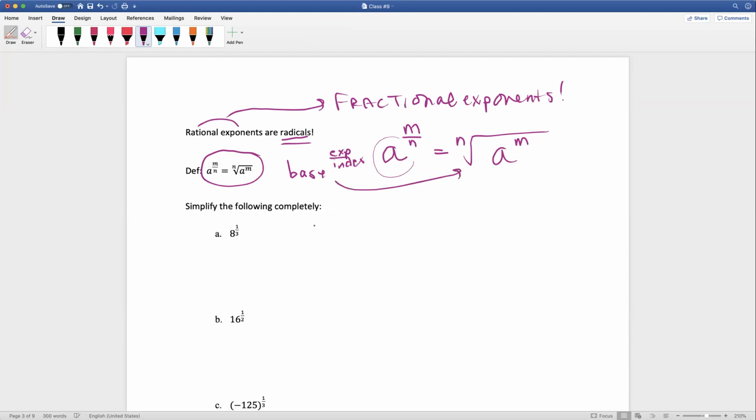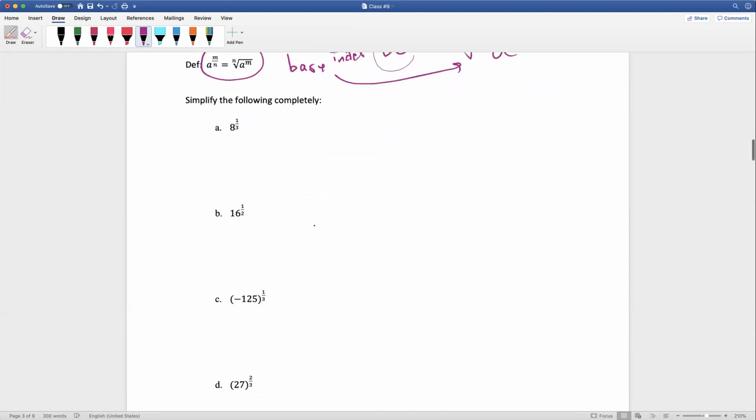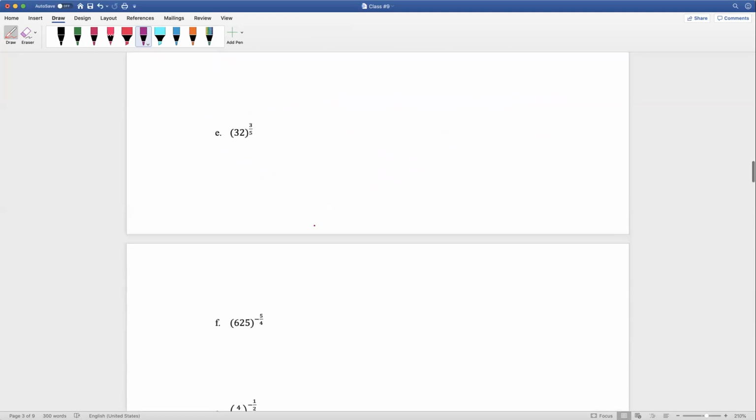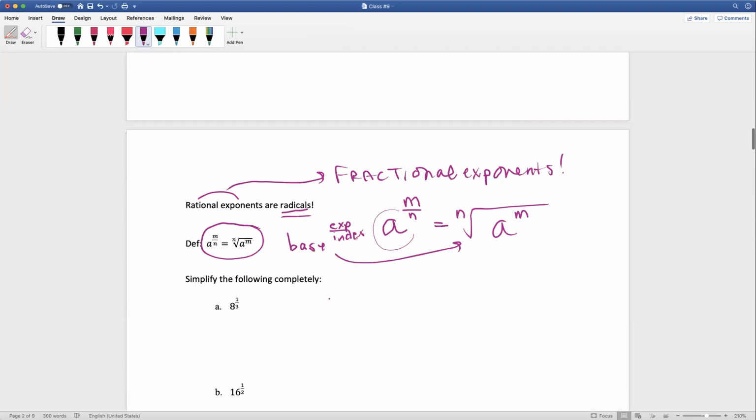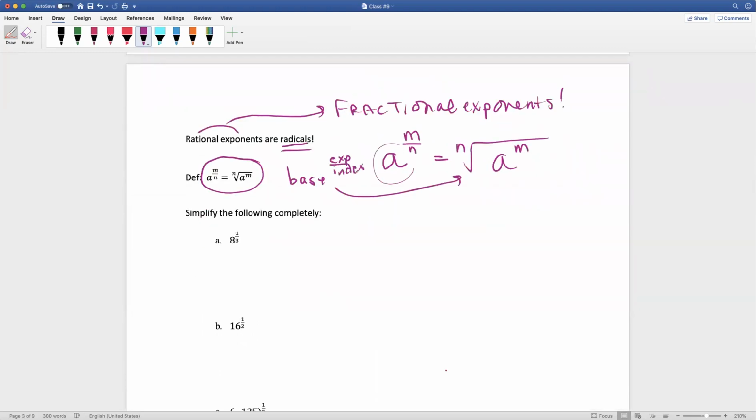So what we're going to do with this next handful of examples is make sure that you're comfortable switching back and forth from rational exponent into radical form. Let's take a look at these guys. Let's try 8 to the 1/3 power. Well, 8 to the 1/3 power. 8 is our radicand. 1 is our exponent.